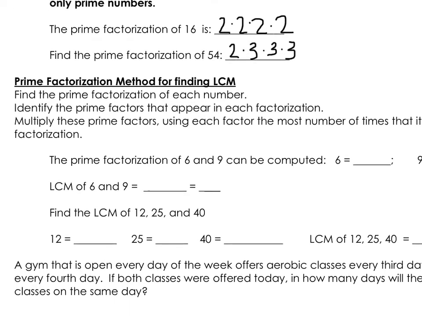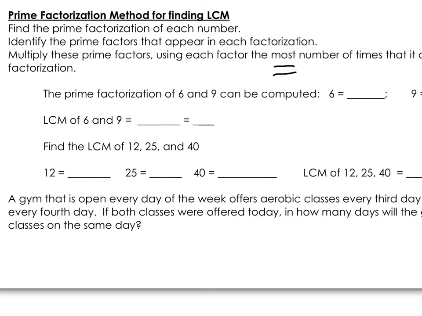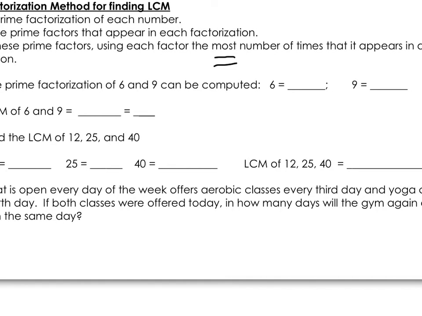The prime factorization method of finding the least common multiple. We want to find the prime factorization of 2 numbers and then identify the prime factors that appear in each factorization. Multiply these prime factors together using each factor the most number of times that it appears in the prime factorizations. So let's look at the prime factorization of 6 and 9.